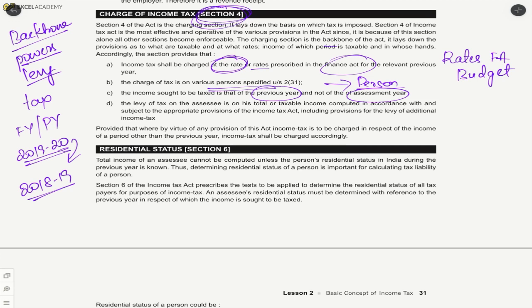The levy of tax on the assessee is on its total or taxable income, computed in accordance with the various provisions of the Act. So first we have to calculate total income. On that total income, based on the rates prescribed for various persons in the Financial Act for the relevant previous year, we will charge income tax.